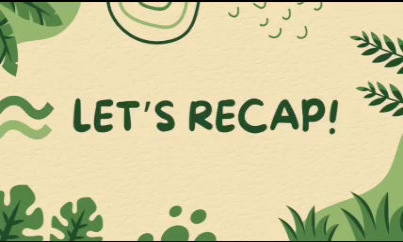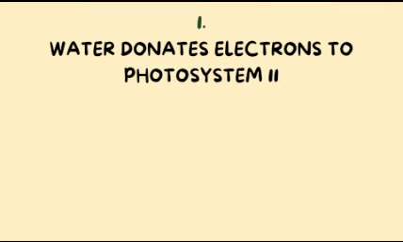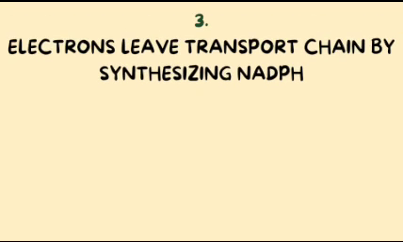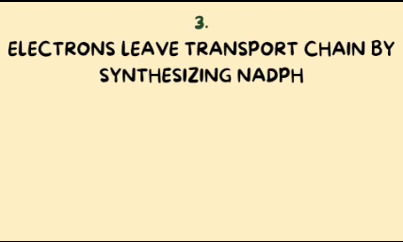So let's do a little recap. First, water donates electrons and deposits them directly into photosystem 2. Then, those donated electrons travel all the way through the transport chain, getting more energy to move from photosystem 1. The electrons leave the transport chain by being passed to NADP+, which uses them to synthesize NADPH.